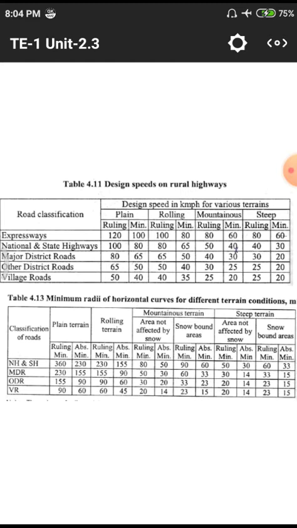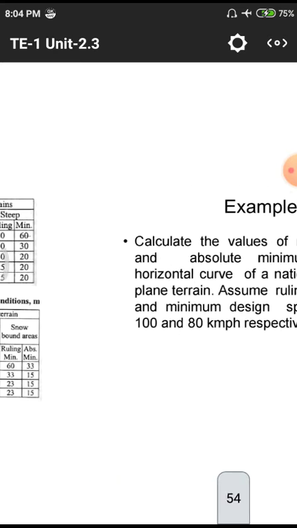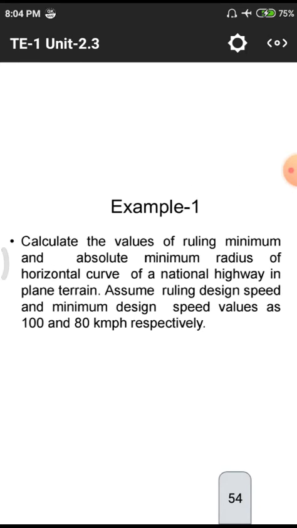These are the different combinations of speeds and other things. Those things do not have to be remembered. Why? Because it is not possible to remember all of those. Simply, while we are designing a particular road, we need to have these values. What is the minimum value? What is the maximum value? What are the different conditions?